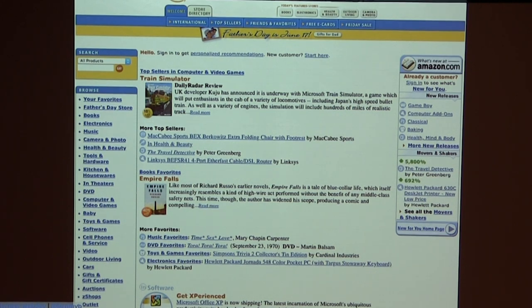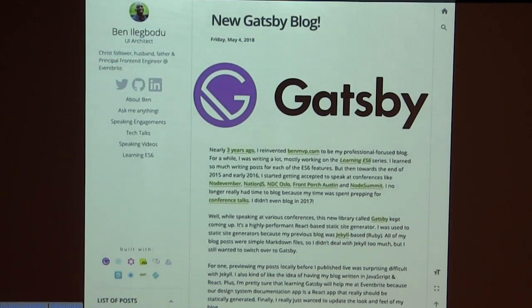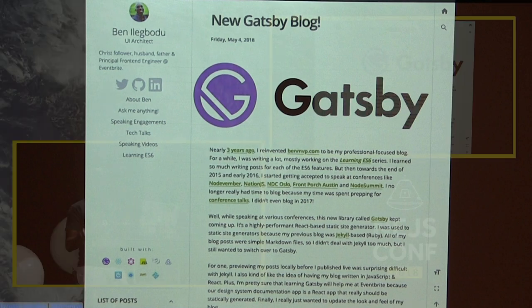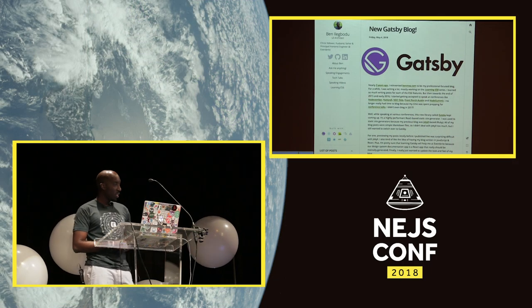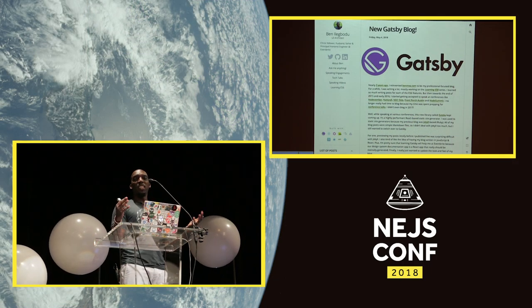It's okay. So let's fast forward two decades to present time. I have a blog, binmvp.com, that I built in Gatsby. It's a React static site generator, and it uses all the latest technologies in order to be performant and fast and optimized, things like that. So static site generation didn't exist back then.